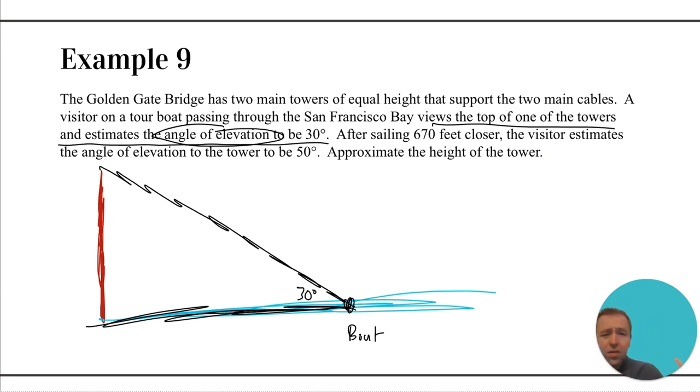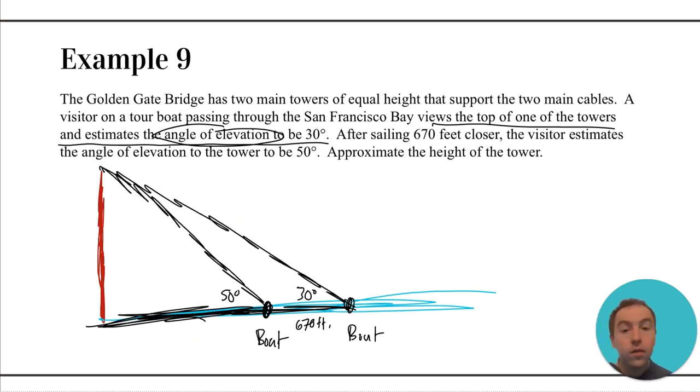And then they sail 670 feet closer, so they move a little bit closer. So now maybe the boat is located here, a distance that is 670 feet closer, so 670 feet apart from where they were before. And now there's a new angle of elevation. So from horizontal and then pivoting up towards the top of the tower, we have a steeper angle, of course, since they're closer, and this is now 50 degrees. We have to approximate the height of the tower.